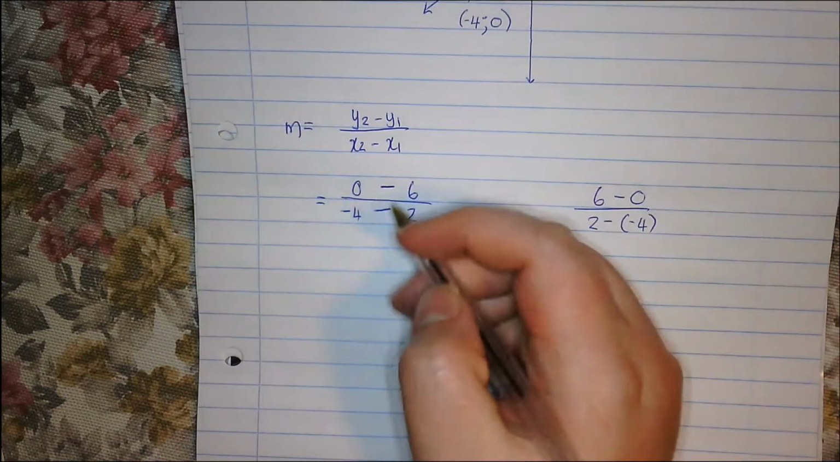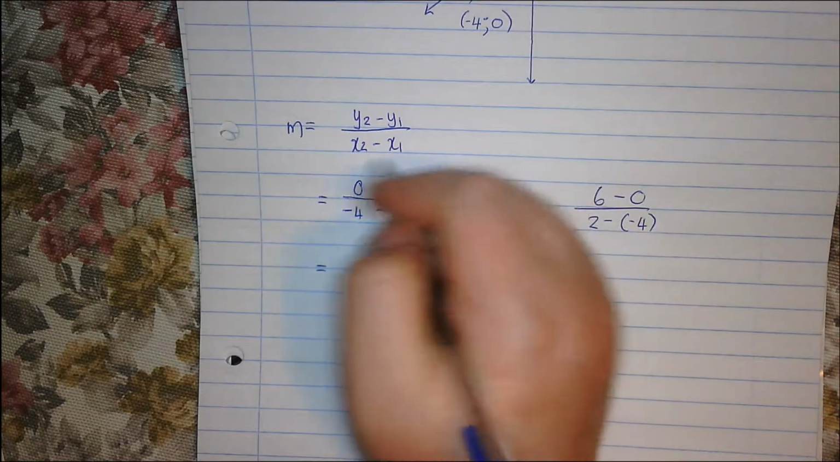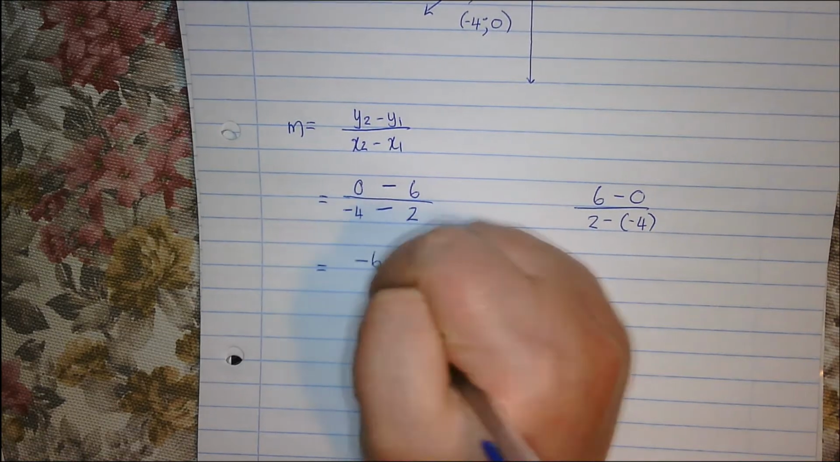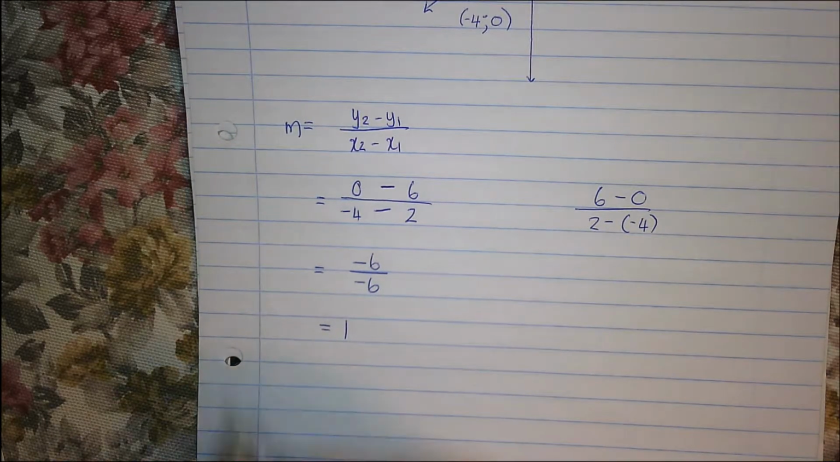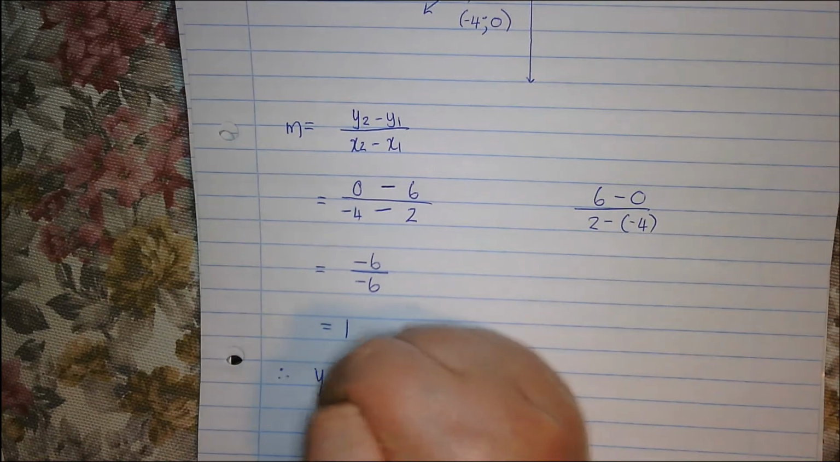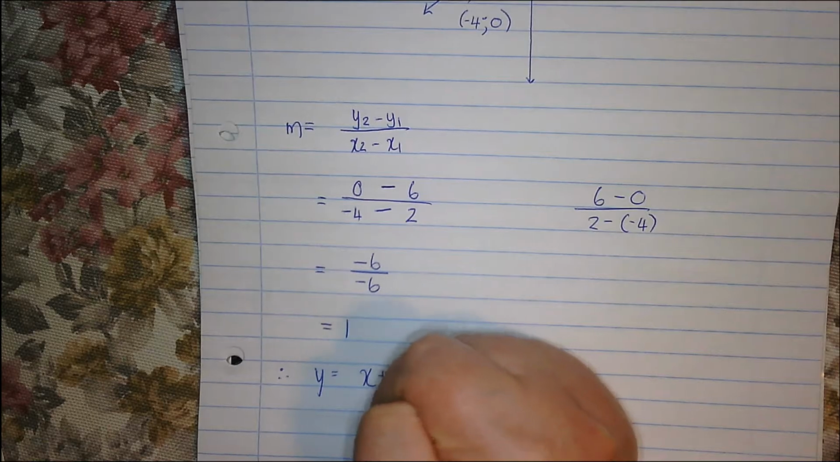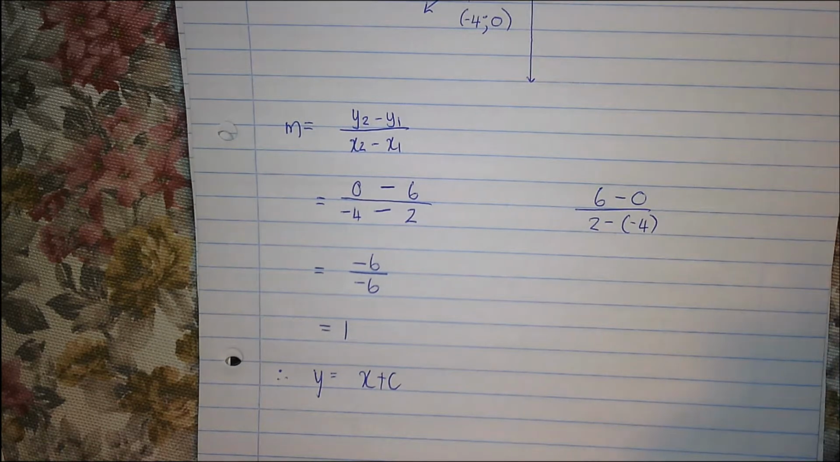Okay. So I'm going to simplify this. This gives me negative 6 over negative 6, so that gives me positive 1. So now we have y equal to 1x plus c. If you write the 1, it's not incorrect.